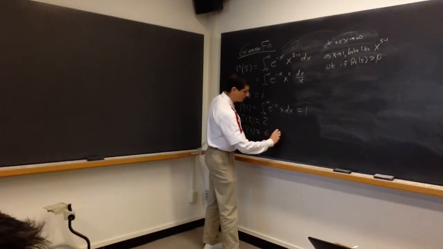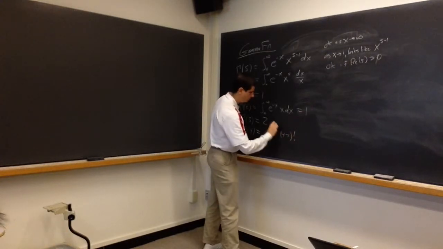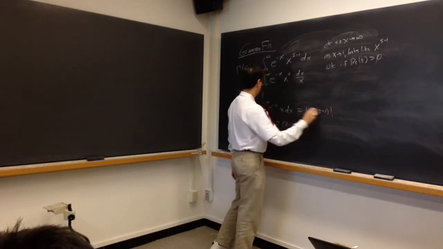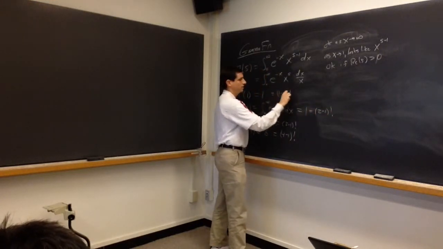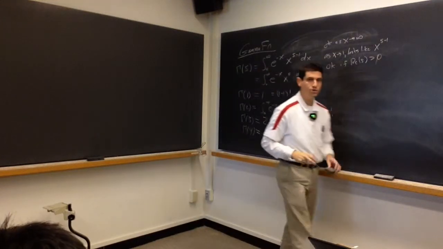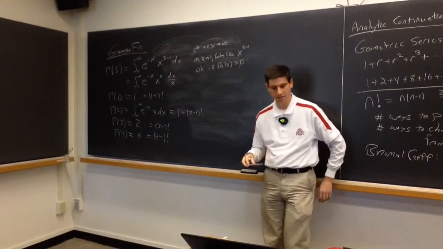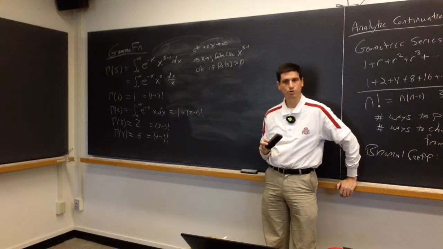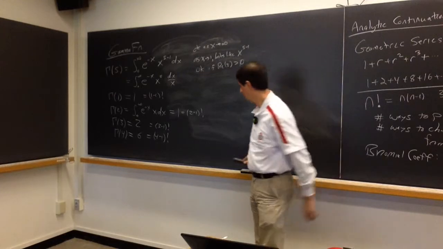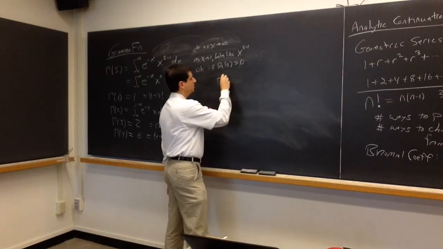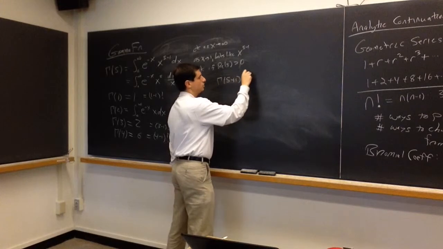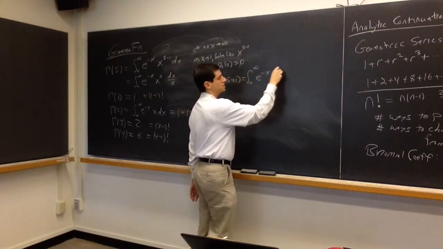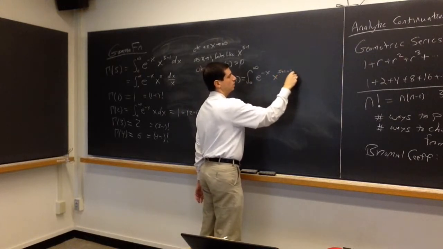Yeah, so this looks like 4 minus 1 factorial, 3 minus 1 factorial, 2 minus 1 factorial, 1 minus 1 factorial. What's so nice about this is it gives us an idea that maybe this function is related to the factorial function. And so let's look at gamma of s plus 1, which is going to be the integral from 0 to infinity, e to the negative x, x to the s plus 1 minus 1 dx.